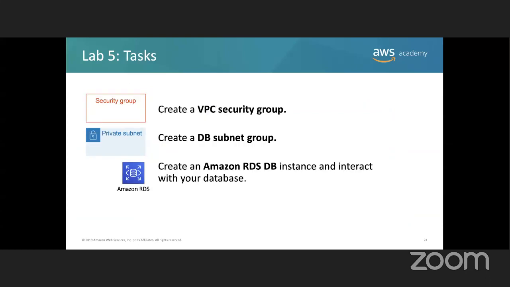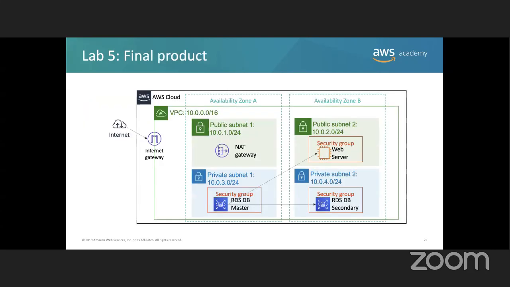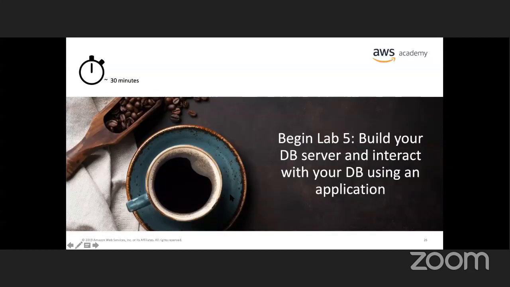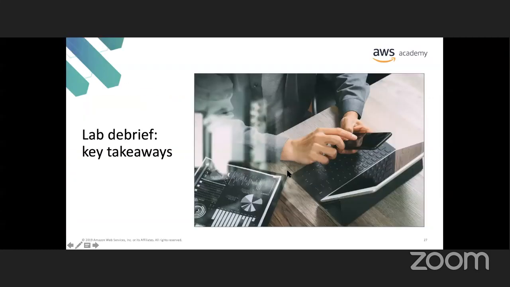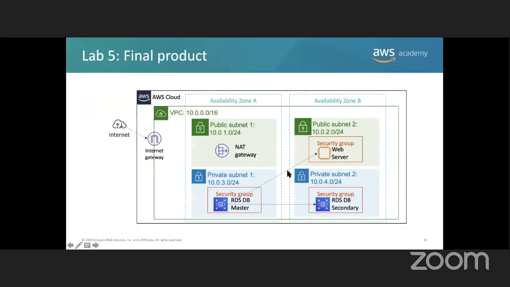Create a VPC security group, create a DB subnet group, and create an Amazon RDS DB instance and interact with your database. So this is going to be the final product. You're going to have exactly the diagram that you had before, but now you're going to have a database here in the private subnet 1, and then another database here, a secondary one, which is a standby one with a security group as well. So that's the final product of the lab.